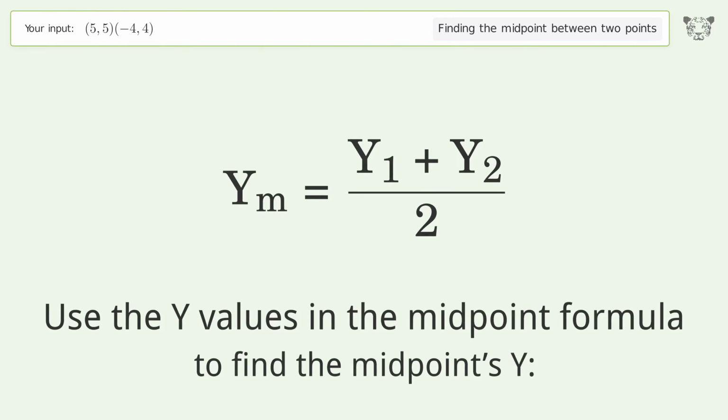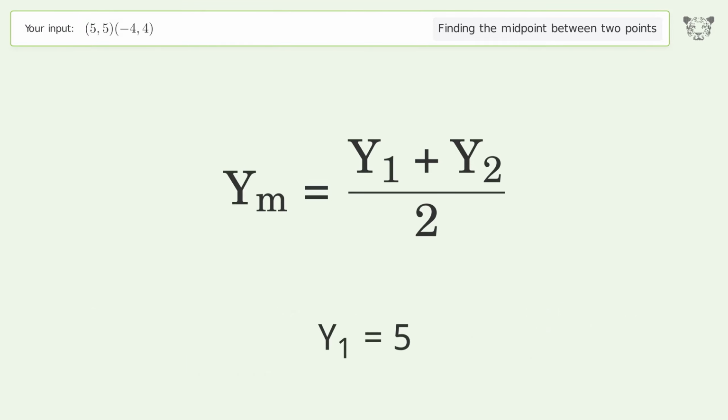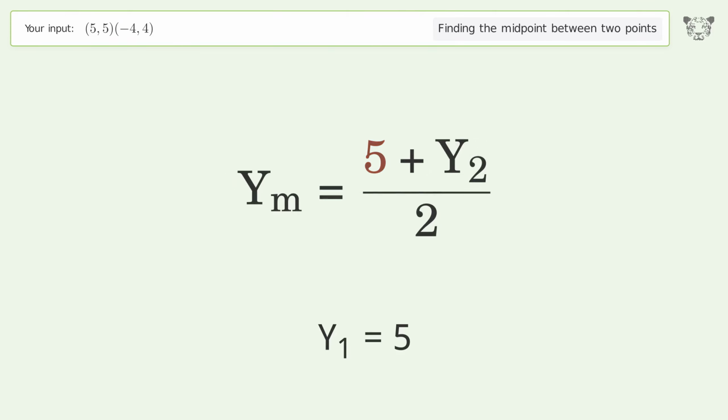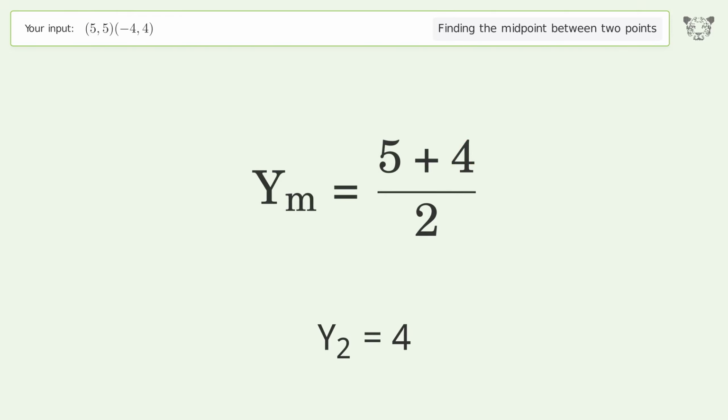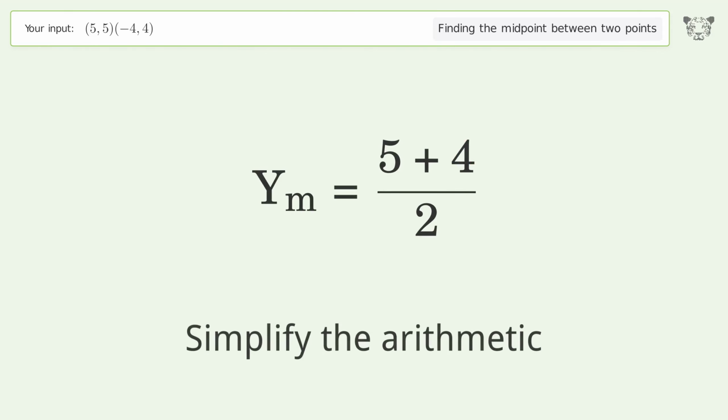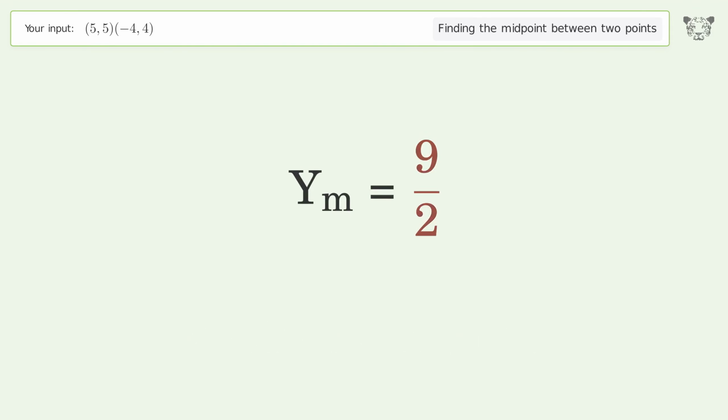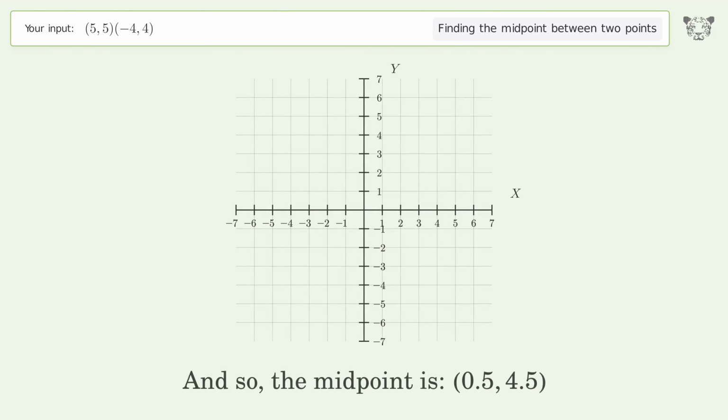Use the y values in the midpoint formula to find the midpoint's y. y1 equals 5. y2 equals 4. Simplify the arithmetic. And so, the midpoint is 0.5, 4.5.